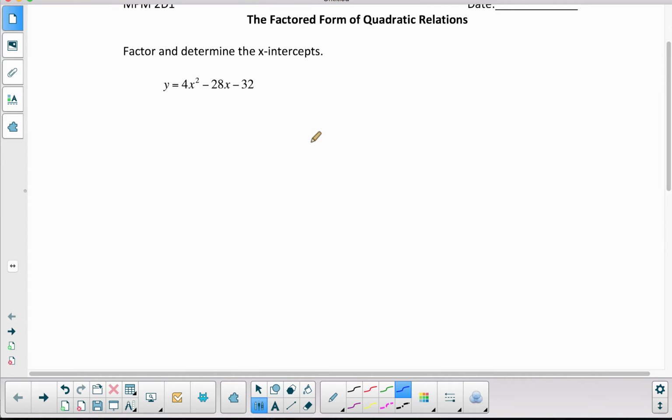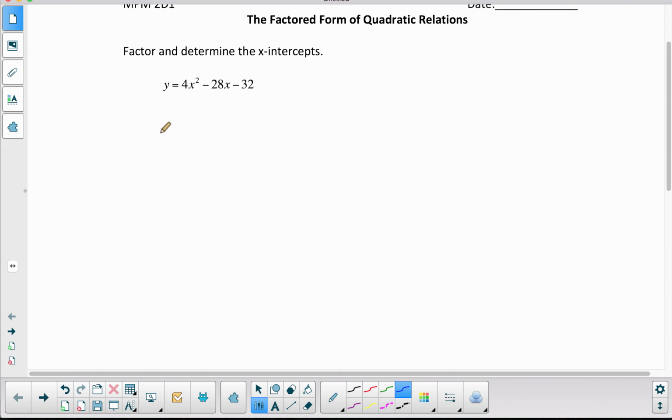Tell you a little bit about factored form of quadratic relations. So, factored form is really useful for finding the x-intercepts as we learned yesterday. So here we have a quadratic relation. This is called expanded form. Notice that it's a series of terms. And of course, factored form will convert it into a series of factors that are being multiplied together.